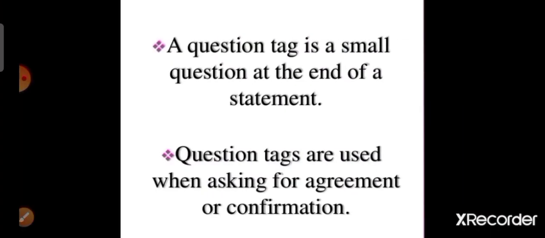Today's class is question tags. Let's see what is a question tag. A question tag is a small question at the end of a statement. Question tags are used when asking for agreement or confirmation. We should use them for that agreement or confirmation.